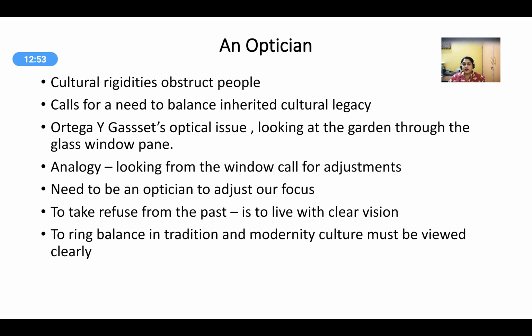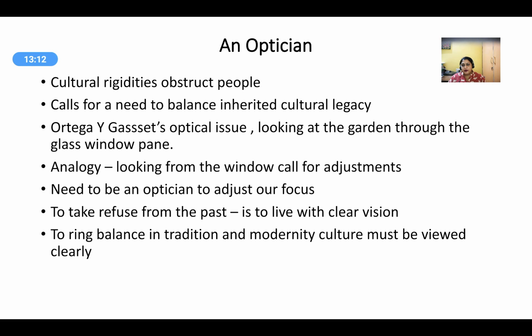So, the need of the hour is to balance the inherited cultural legacy. Yes, our tradition is there. Whatever in the culture and tradition that we have inherited, of course, we have to continue it further. We have to take it towards the future generation. But also, we can consider the positive elements in other cultures.